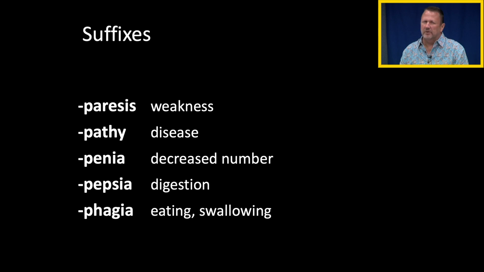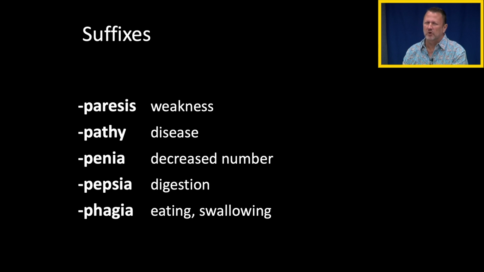Paresis is weakness, so hemiparesis is weakness in half the body. Apathy comes from pathos. Pathos is Greek for suffering, so anything that's pathy is some kind of abnormality that causes a problem. And so anything that's pathy here just says some kind of disease process. Penia can mean too few, both quantitative or qualitative.